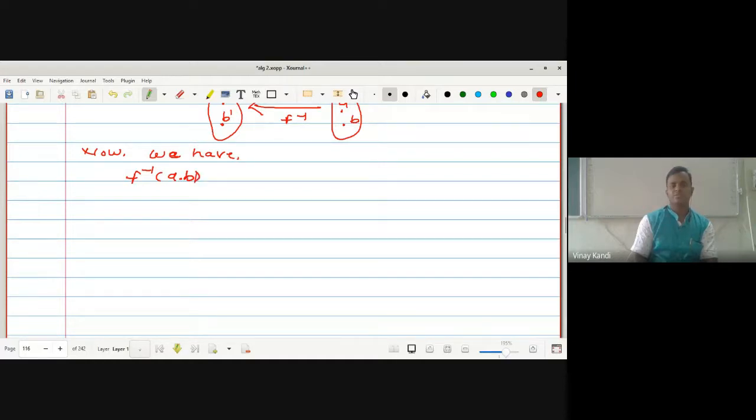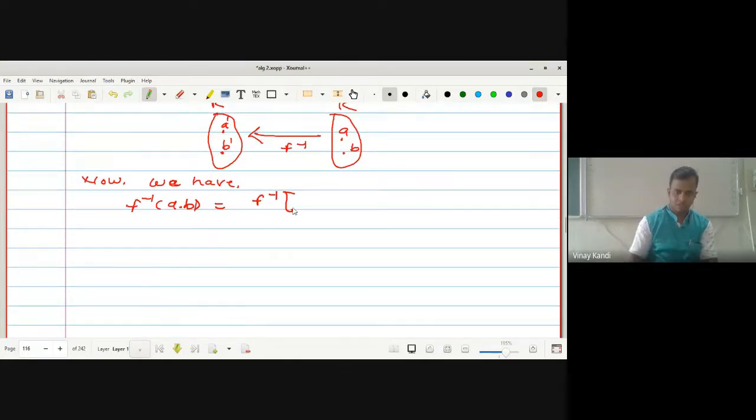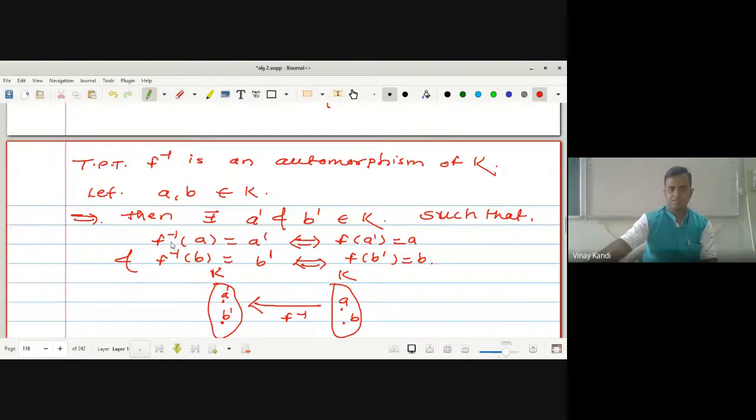Wait a minute. F inverse of A into B. So this is equal to, what is A? This is F inverse as it is. What is A? F of A dash. Okay. What is B? F of A dash. Now F inverse, and this one is F inverse. But what is F? F is an isomorphism. So this one is F of A dash into B dash. So F inverse into F is what? Identity. Okay, we proved the existence of identity in the previous case.